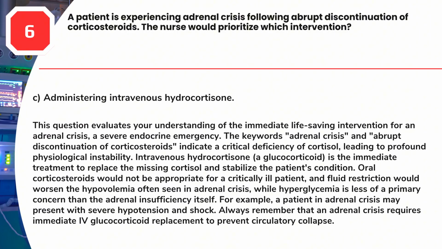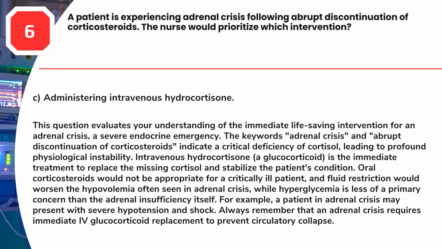Answer: C. Administering intravenous hydrocortisone. This question evaluates your understanding of the immediate life-saving intervention for an adrenal crisis, a severe endocrine emergency. The keywords adrenal crisis and abrupt discontinuation of corticosteroids indicate a critical deficiency of cortisol, leading to profound physiological instability. Intravenous hydrocortisone, a glucocorticoid, is the immediate treatment to replace the missing cortisol and stabilize the patient's condition.